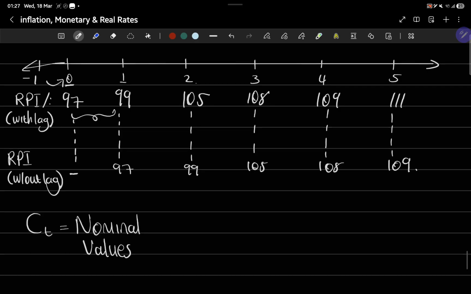So we take the nominal value, and to inflate it, we use the indices without lag. I forgot the notation they use for this, but I would say Q at T minus lag, over Q0 minus lag.